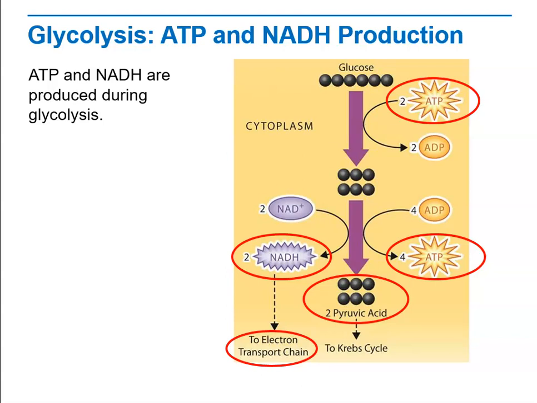You may think that energy is created during glycolysis and the other stages of cellular respiration. Remember, energy cannot be created or destroyed. The energy used in glycolysis to make ATP came from the energy stored in the chemical bonds of glucose.